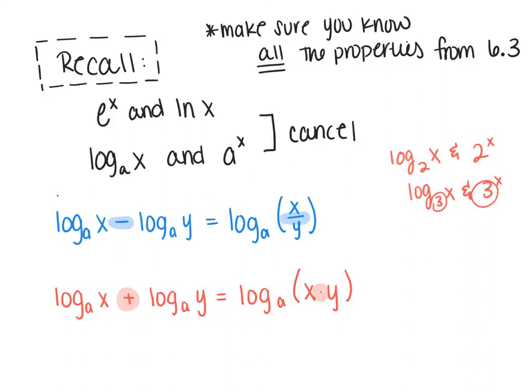Also, your product and quotient rule, if you have two logs being subtracted, you're going to put them into division, and if you have two logs being added, you are going to condense them down to multiplication. So there's just a few of them, but again, you need to know all the properties from 6.3.